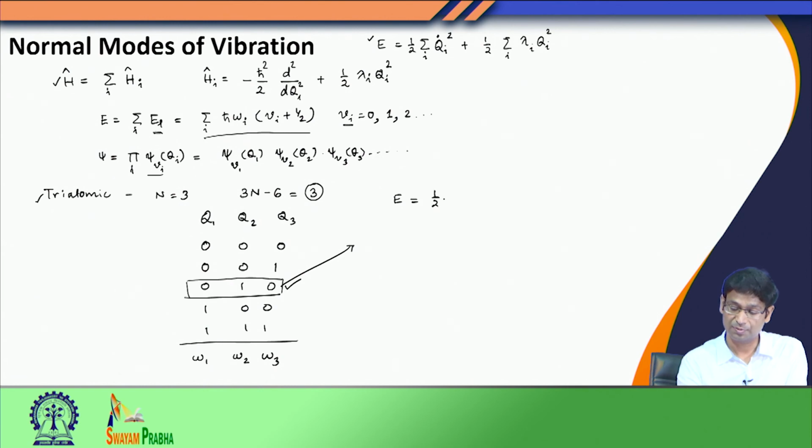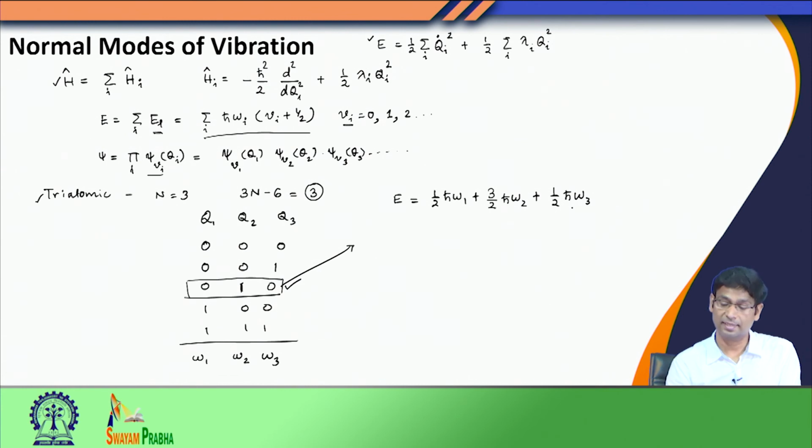So, this gives me half h bar omega 1, and along the q2 mode, since it is excited by one quantum, V is 1. So, the energy becomes 3 half h bar omega 2, and in the third normal mode it is not excited, it is in the ground state. So, it is half h bar omega 3. Depending on your omega 1, omega 2, omega 3, the energy of this state will change.